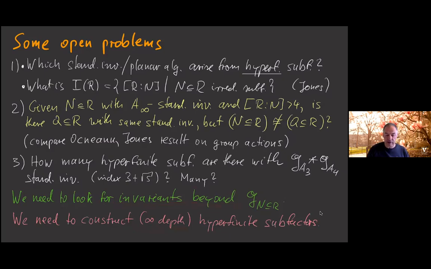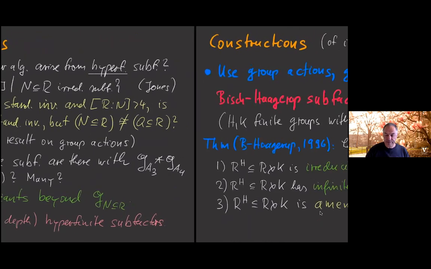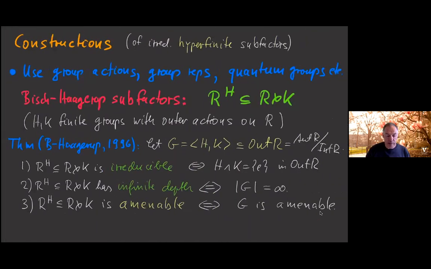And one of these invariants I want to talk about is inspired by this work of Jones on actions of amenable groups on the hyperfinite II_1 factor. Now, before I come to that, let me give you a couple of constructions of the hyperfinite II_1 factor that are sort of the most basic ones. And again, I'm always interested in just irreducible hyperfinite subfactors, right?